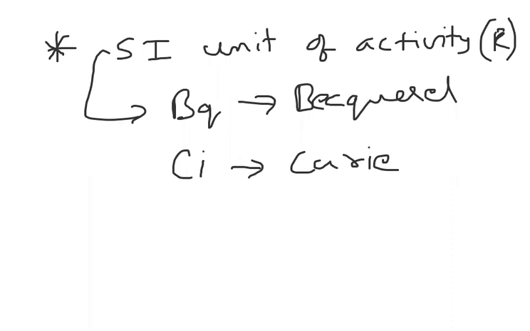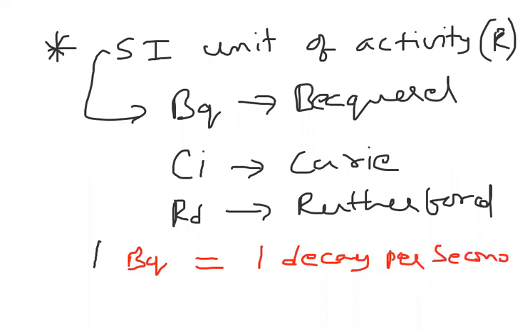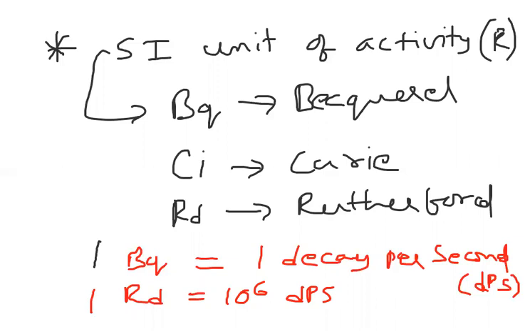And another unit is called the Rutherford. Generally we'll be using these units. These are the units for activity. One becquerel is nothing but, remember this, very important, one decay per second. We call it DPS, decay per second or disintegration per second. And one Rutherford is nothing but 10 power 6 DPS, 10 power 6 decays per second.